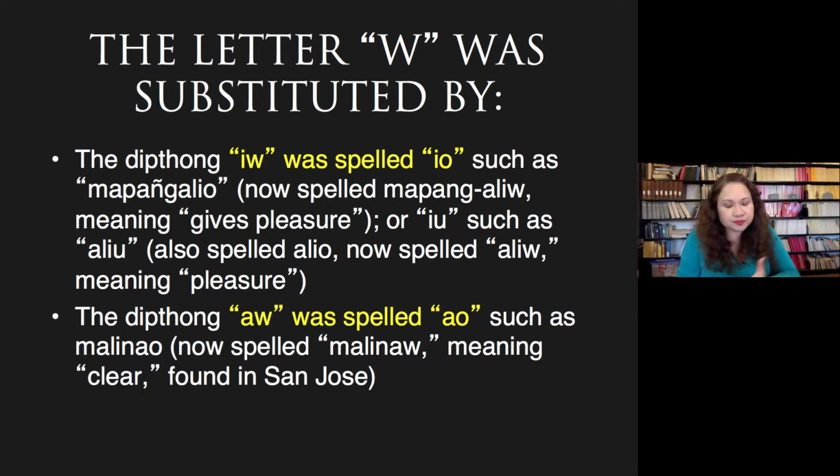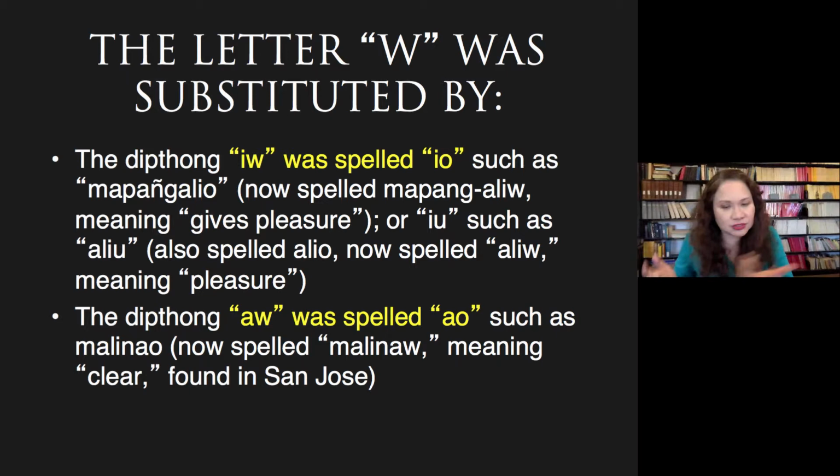So, during the Spanish period, this word aliw, which today is spelled ALIW, meaning pleasure, was spelled at that time as ALIO. Now, what about the diphthong AW? At that time, it was spelled AO. Ow was spelled AO instead of AW, such as malinao, now spelled malinaw, meaning clear. And this was found in San Jose.